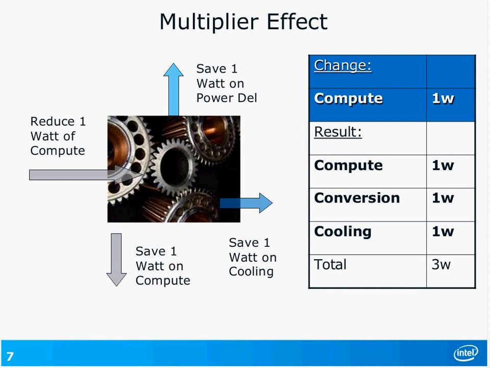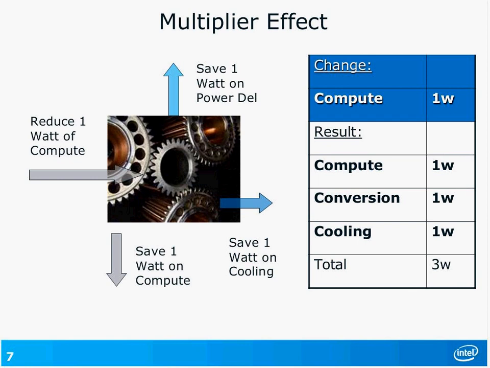Now, the highest impact thing that you can do, though, is to make your compute more energy efficient. If your server is more energy efficient, it doesn't need as much power delivery, and you can save on cooling. So 1 watt saved on computing actually saves you 3 watts because of this multiplier effect and the interaction within the data center facility.